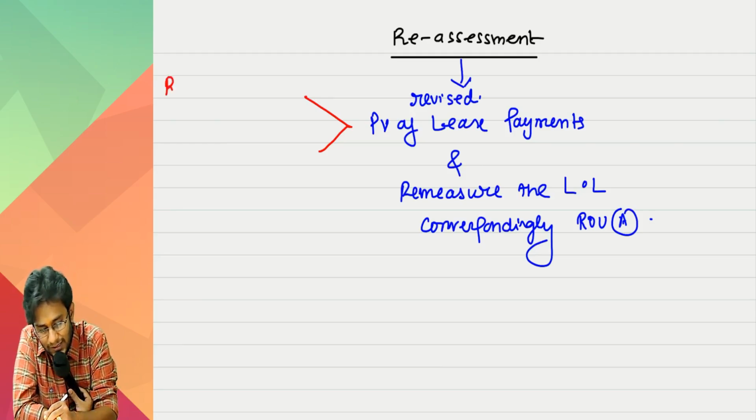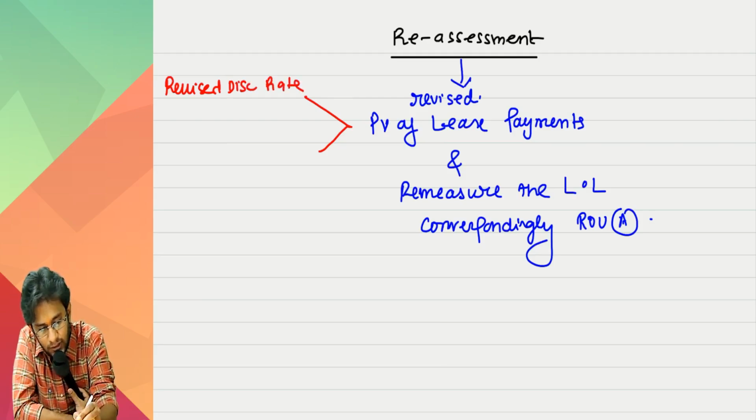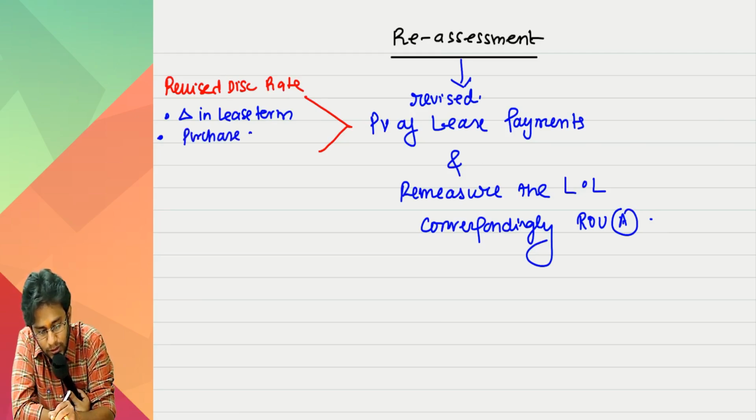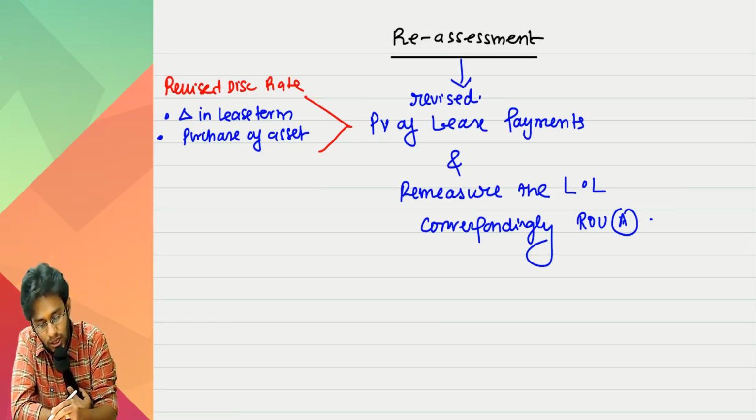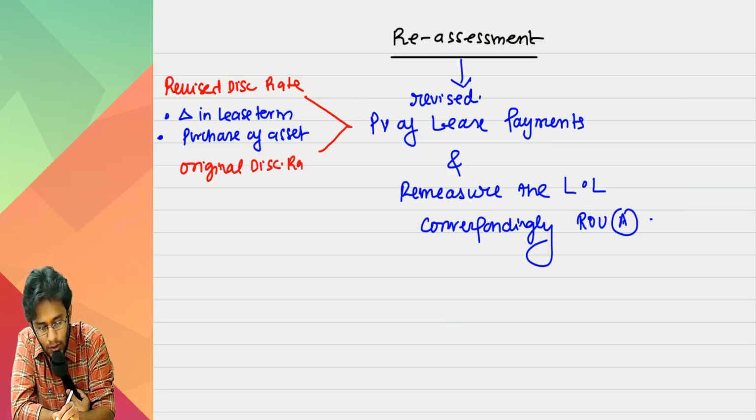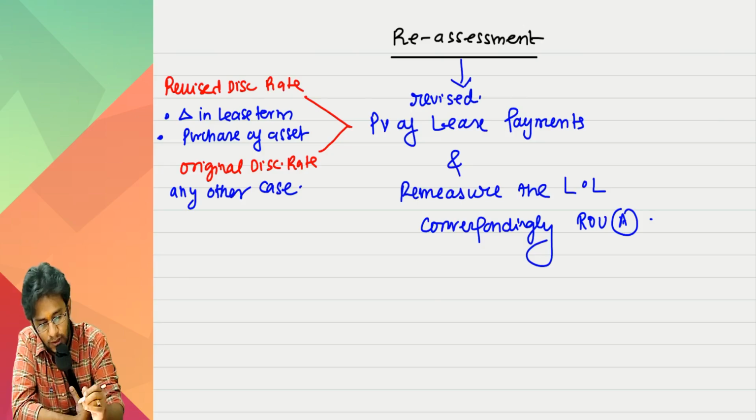You should use the latest or revised discounting rate if this reassessment is relating to a change in the lease term or it is related to a change in option relating to purchase of the asset. In these two reassessments, use the revised discounting rate, otherwise continue with your original discounting rate. This is about reassessment. Then we last spoke about modification of lease.